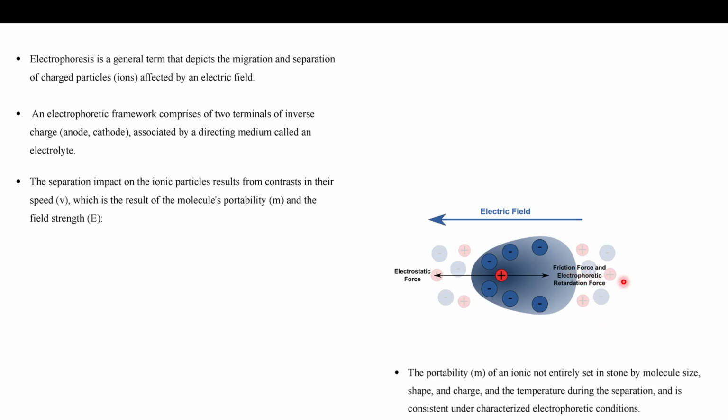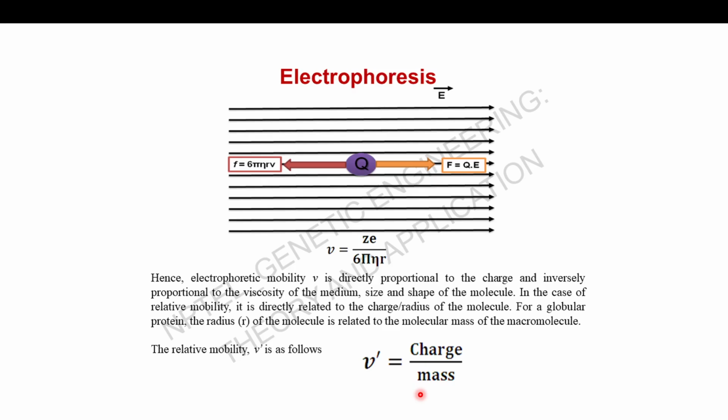So there will be friction force and electrophoretic retardation force. Okay. Now the mobility of an ion is not entirely set in stone; it is determined by molecular size, shape, and charge, and the temperature during the separation, and is consistent under characterized electrophoretic conditions. Okay. So this is from the lecture video only.